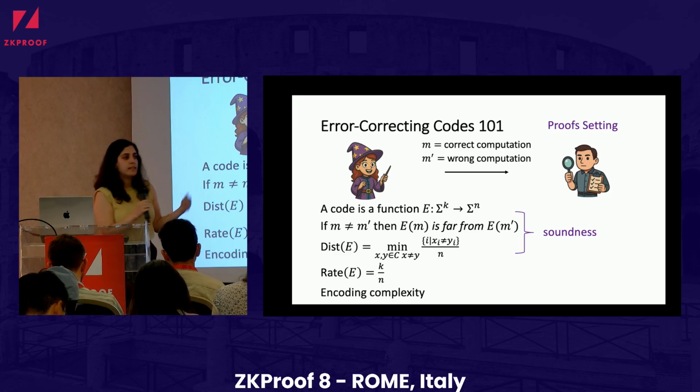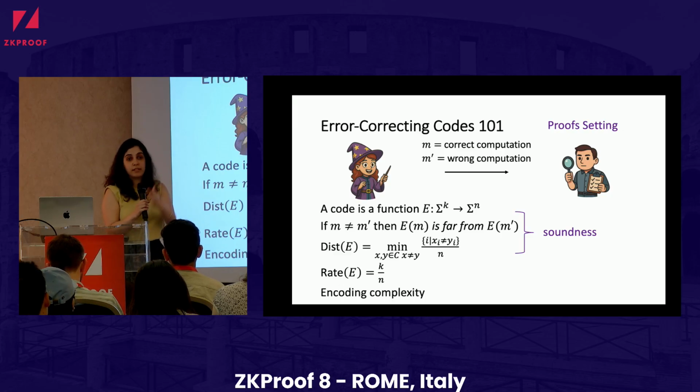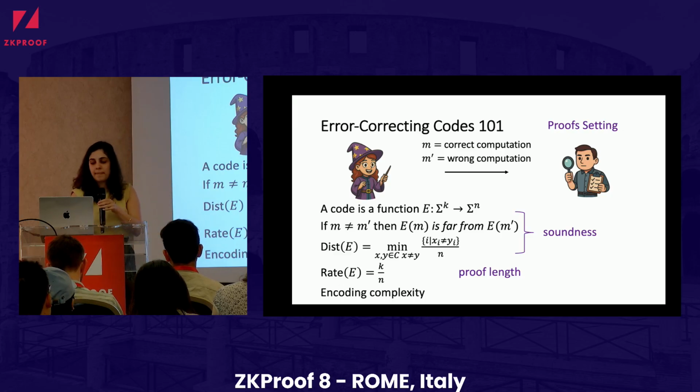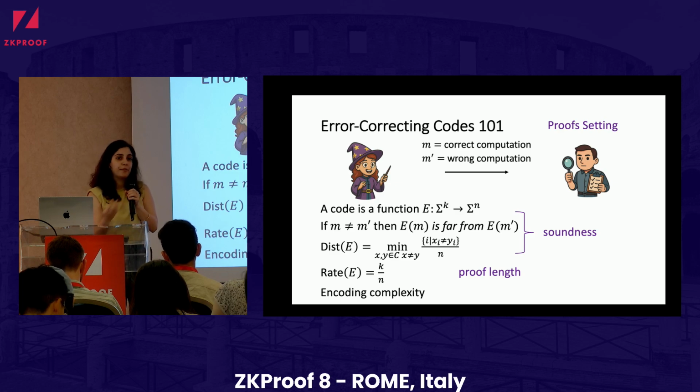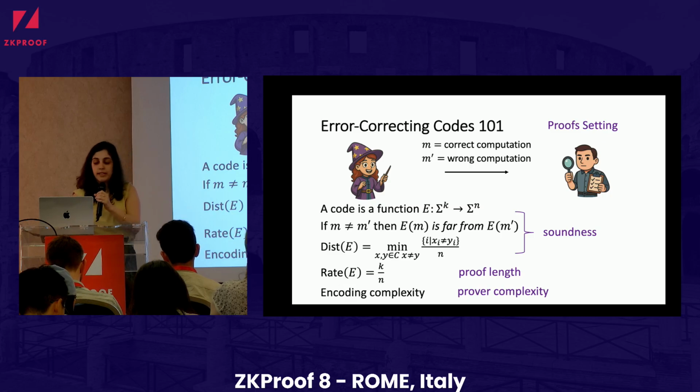So from that, it's obvious that the distance of the code is going to relate to our soundness. The rate usually relates to our proof length, and the encoding complexity is just the prover's work, so it's going to relate to the prover complexity.